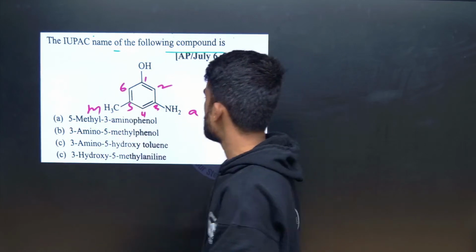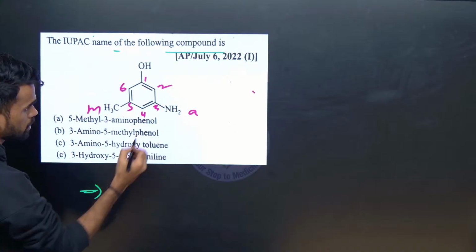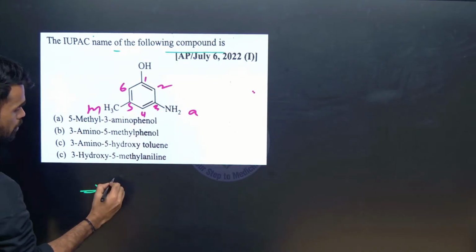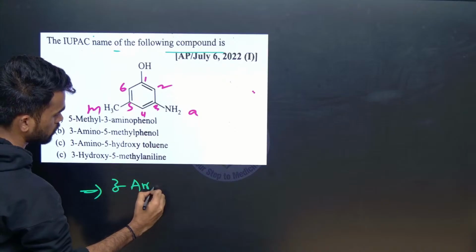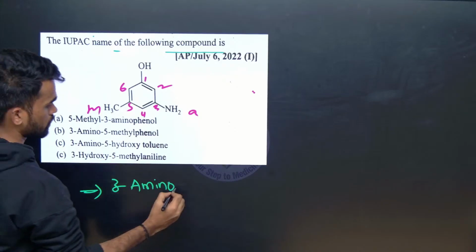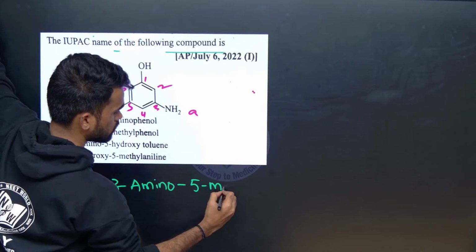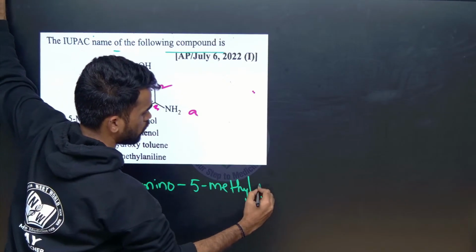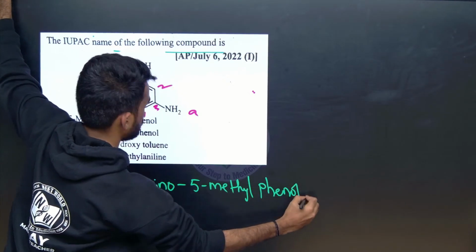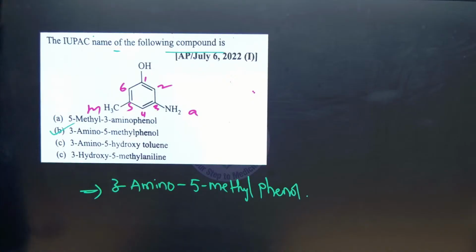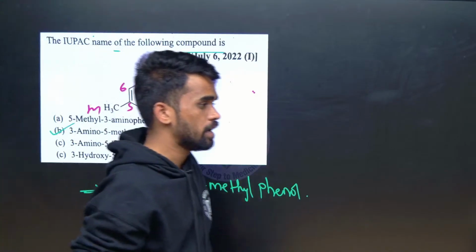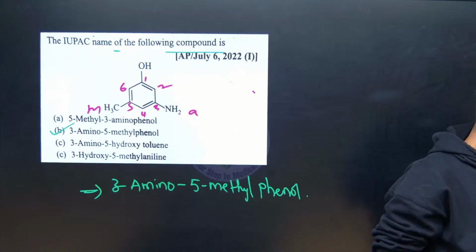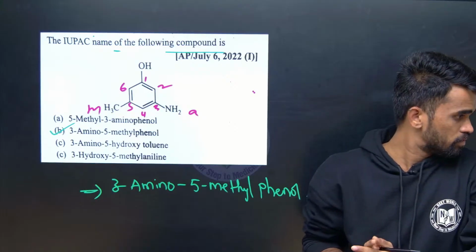So what is the name of that compound now? It will be 3 amino, next 5 methyl phenol. Yes, so 3 amino, 5 methyl phenol. So this is how you should write the name. Hope it is clear. Then next we will be moving further.